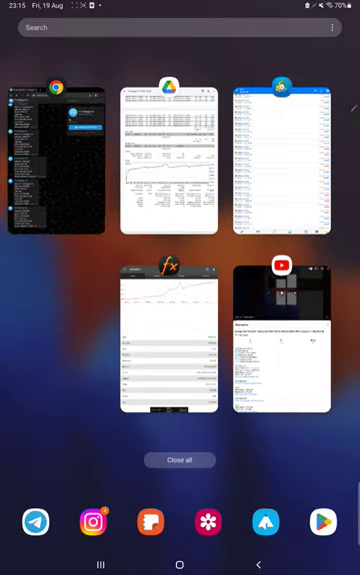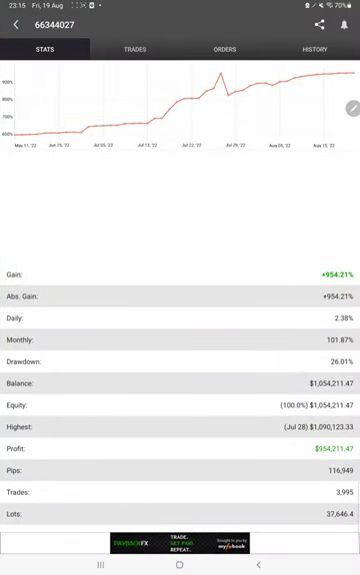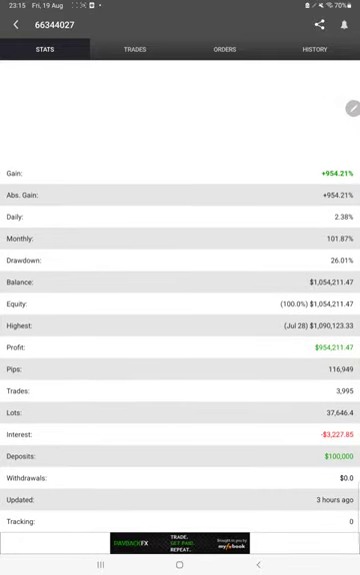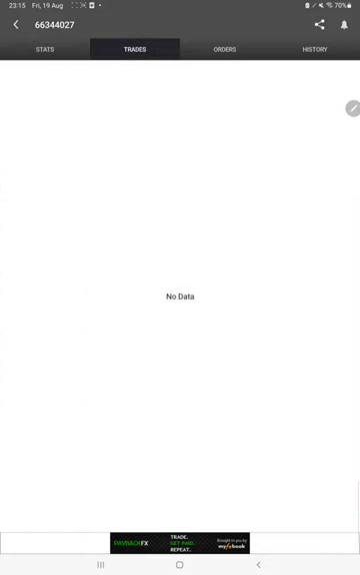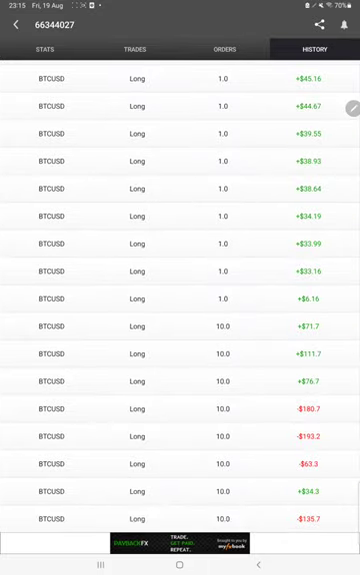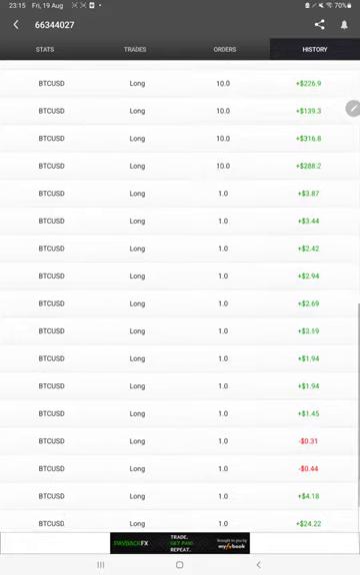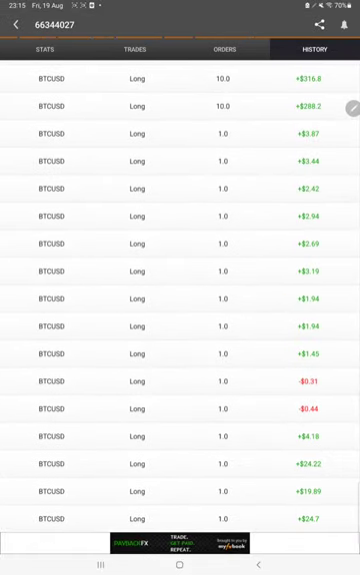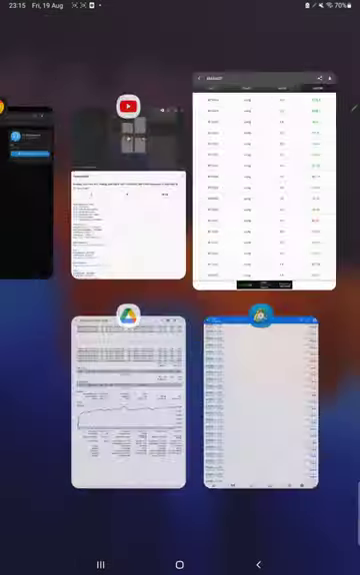Also, the MyFXBook statistics are available, like we can check complete details: total percentage of gain, absolute gain, daily return, monthly return, drawdown, current balance, equity, and profit pips that we have achieved, and it was updated 3 hours ago. We can also see the open trades here, verify the pending orders, and in history we can verify how much lot size we have traded, and how much profit and loss we have made by trading only BTC USD.